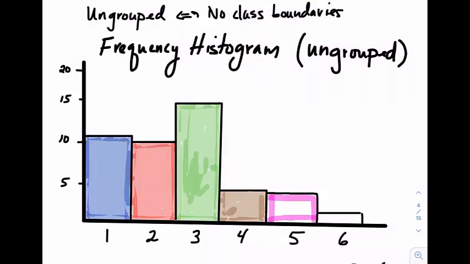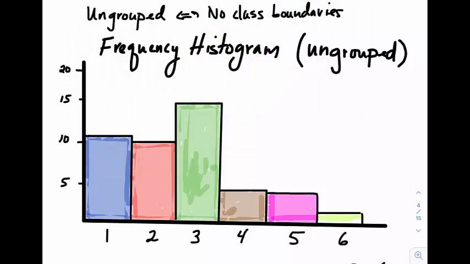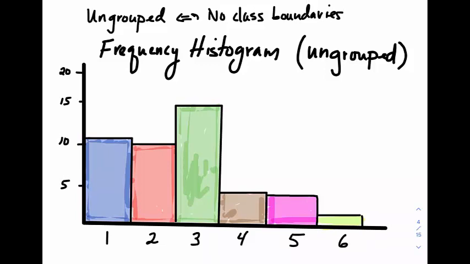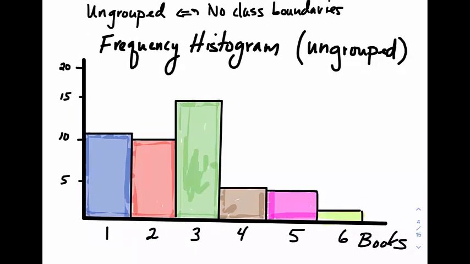Okay, let me wrap this up here. And then one more color. Lime green looks good. So there's our frequency histogram for ungrouped data there, and that is it. And I think I labeled their books. We're great here. Can move on to the next video there. All right, that'll do it. This is section 2.3 on quantitative data.